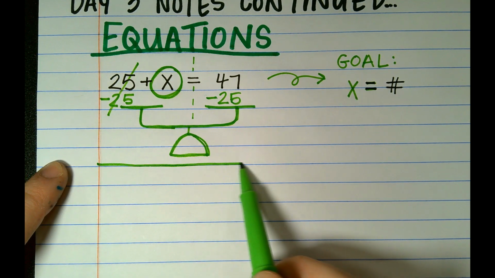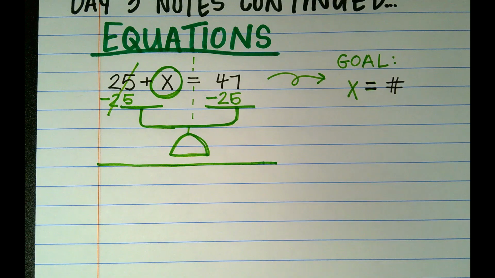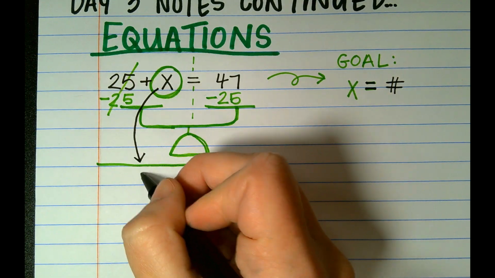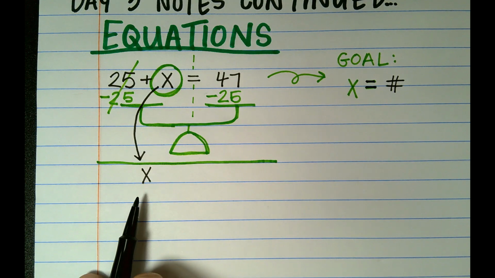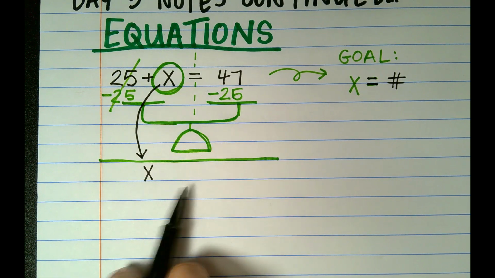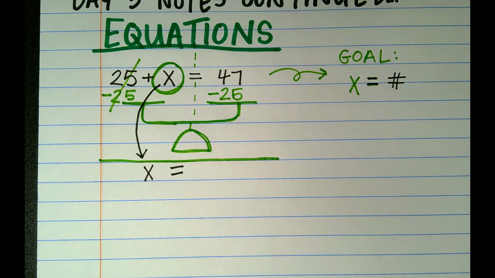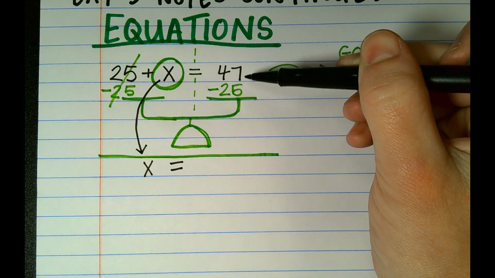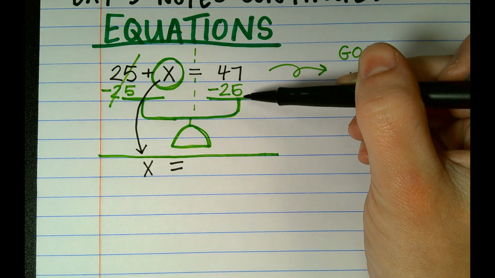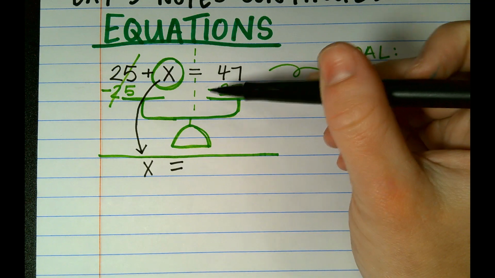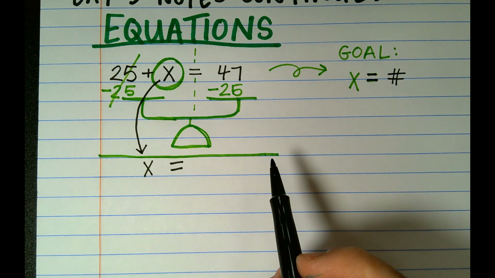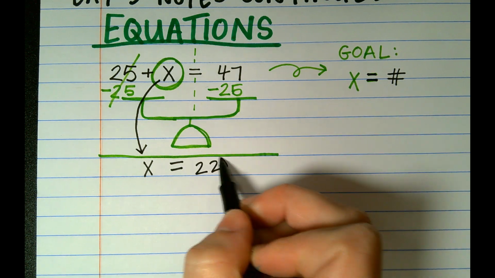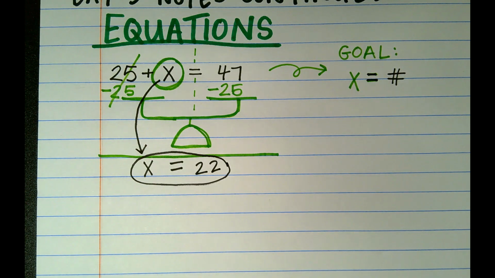Now I'm going to draw a line and bring everything down below this line. Now I have x by itself. I'm going to bring down my equal sign. And I can't still have 47 on the other side because I'm taking 25 away from it. So we need to see what is 47 minus 25. 22. Guess what? You just solved for x. You solved your first equation.